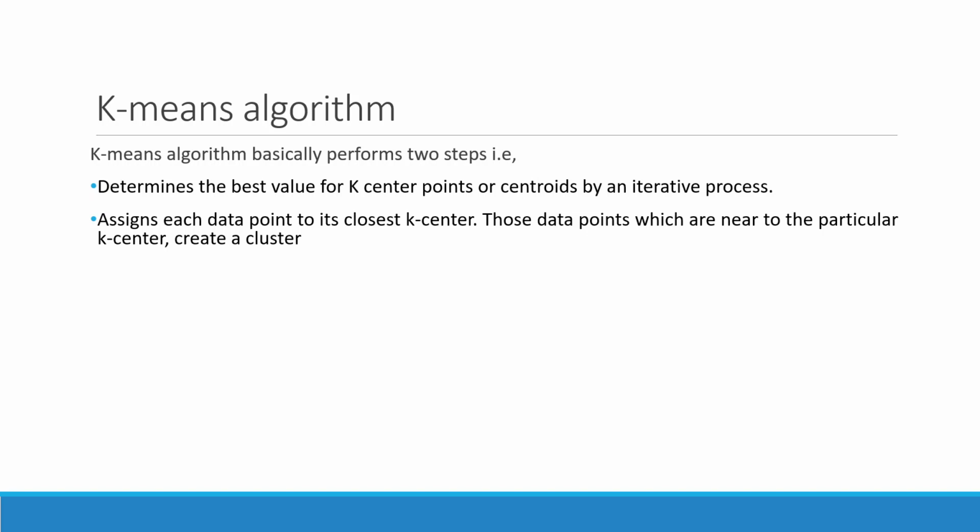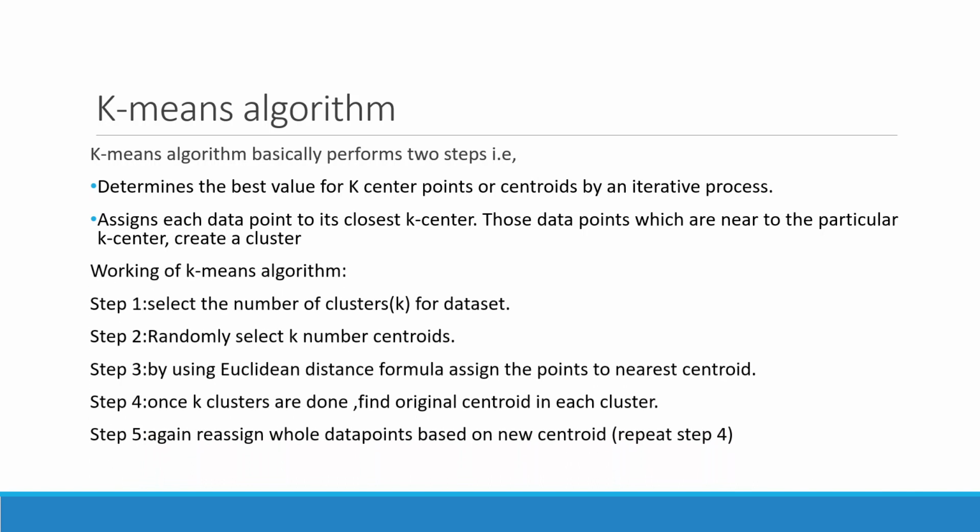So let's look at the working of the k-means algorithm. First, we should select the number of clusters, or k, for the data set. Second, we should randomly select k number of centroids. Third, by using Euclidean distance, we should assign the points to the nearest centroid. Fourth, once k clusters are formed, we should find the new centroid of each cluster. And fifth, again we have to reassign the data points based on the new centroids. We should repeat step 4 until we get the same centroids continuously. Then our algorithm stops.